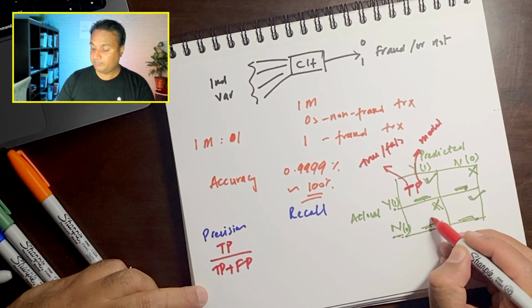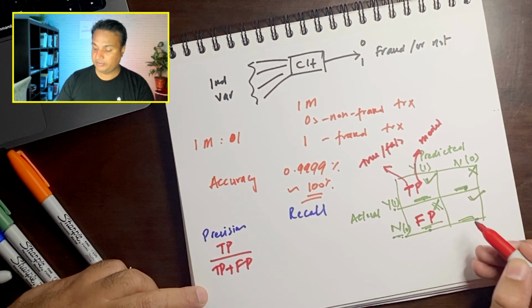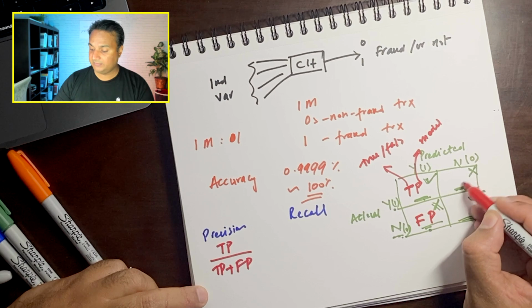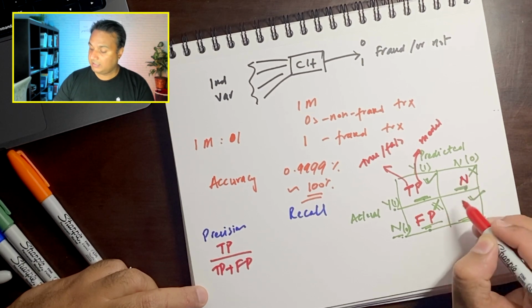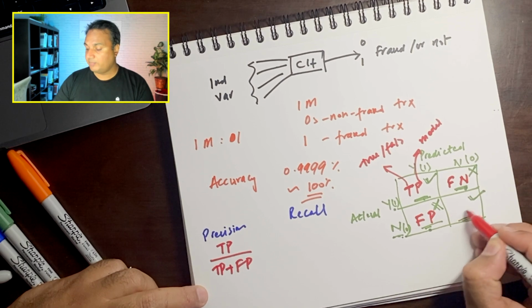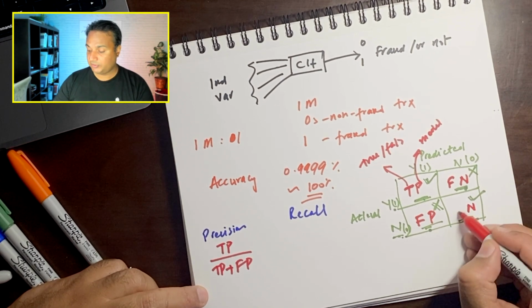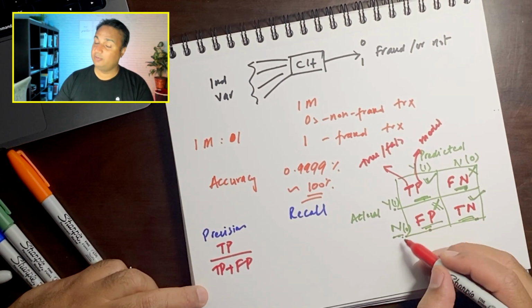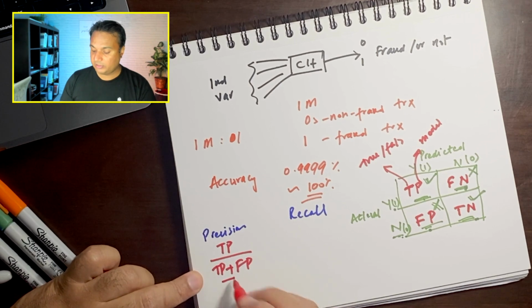The model predicted positive here, but this is a false prediction. The model predicted negative here, so it is negative, but it is false because the actual value was 1. And the model predicted negative here, but it is true because the actual value is also 0. So this is how we calculate precision.